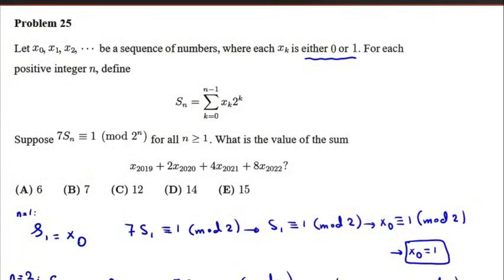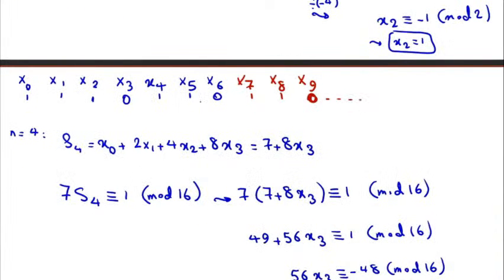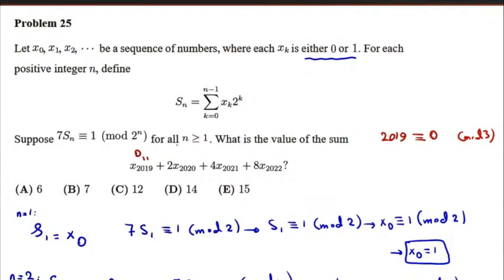So, x2019 mod 3 is what? First, let's calculate this. 2 plus 1, 3, is 0. Because we said the only xi's that are 0 are x of multiples of 3, so it is 0. x2020 will be 1. x2021 will be 1. x2022 will be 0. So it will be 2 times 1 plus 4 times 1, which will be 6. And the answer is A.